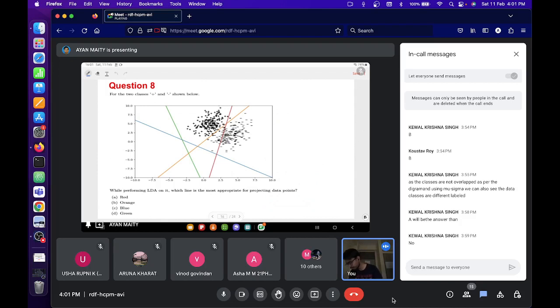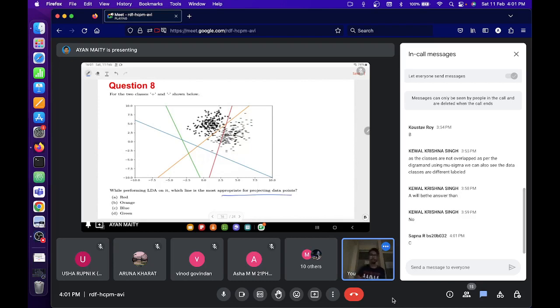Okay, so this is question 8. A plot is given. There are two classes. You can see these plus points, which all belong to class plus, and there are minus points, which all belong to class minus. So there are two classes you can clearly see in the plot. The question is, while performing LDA on it, which line is the most appropriate for projecting the data points?